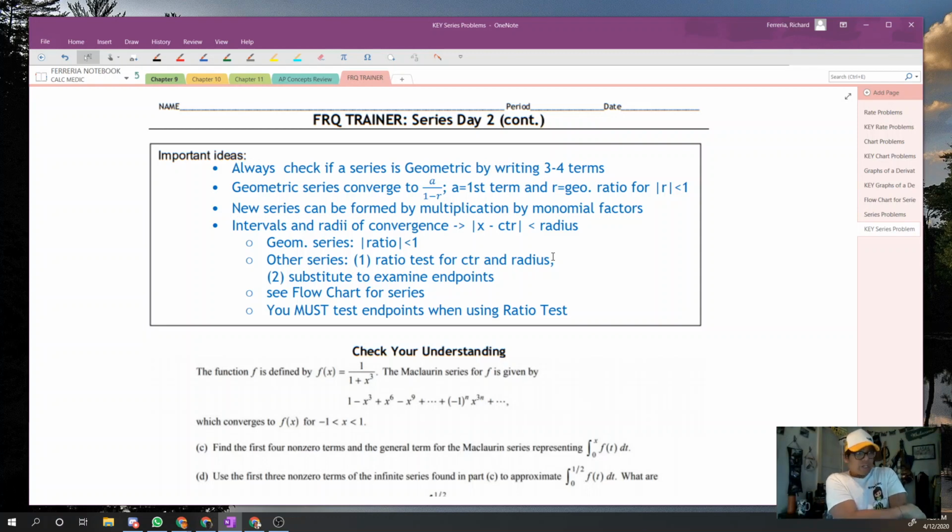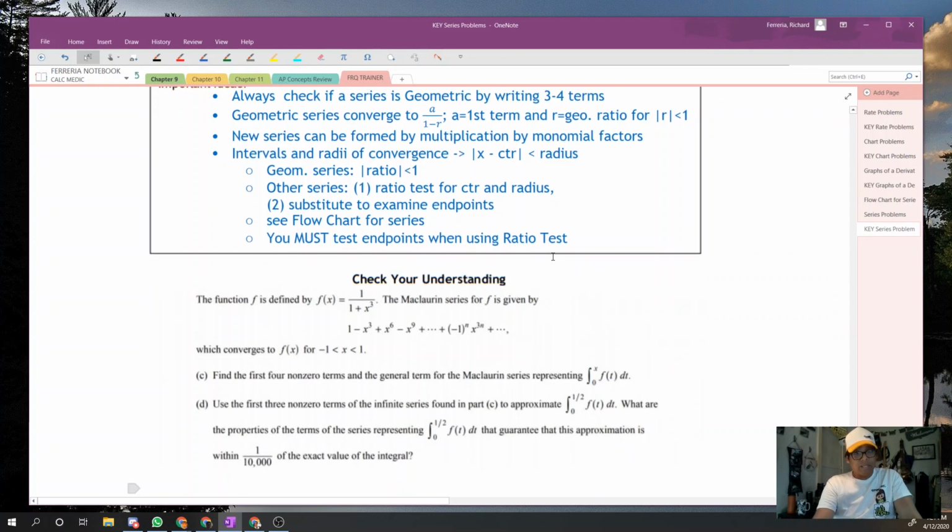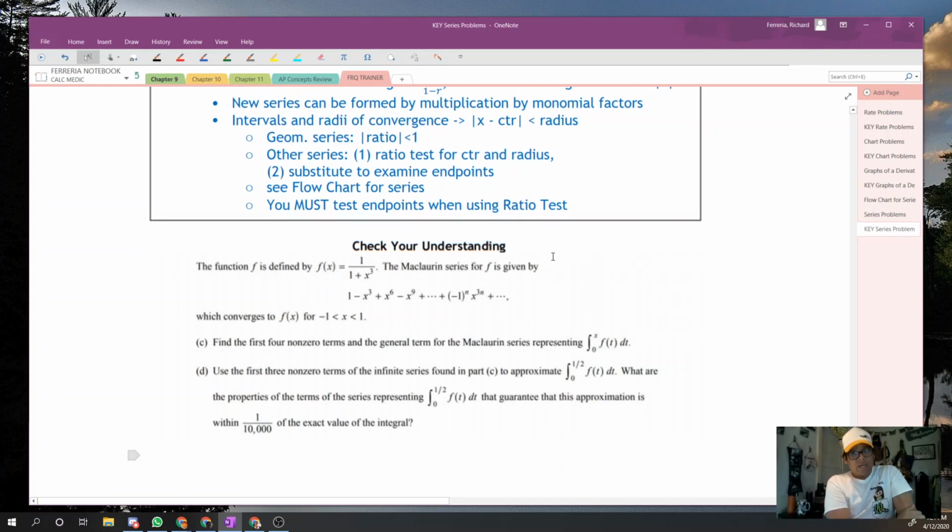Cool. Let's look at check your understanding. The function f is defined by 1 over 1 plus t cubed, and look at that, they even gave you the series. In my brain, I'm looking at that and saying, hey, that is a geometric series. First term is 1. Repeated ratio is negative t cubed. They also give you an interval of convergence. Look how nice can they possibly be?